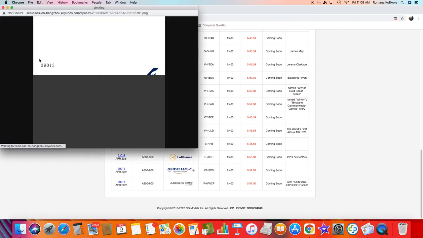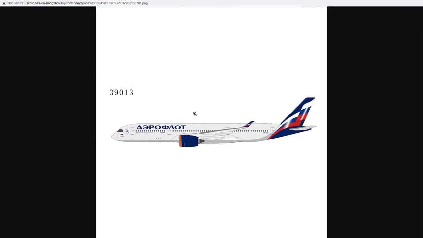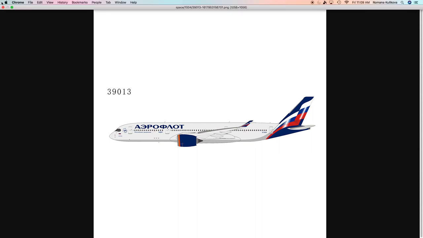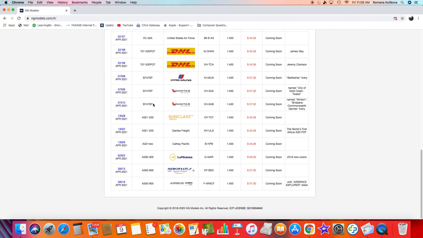Moving on down the line, we have an Airbus A350-900. Wow, this is going to look phenomenal on NG's A350. Bravo NG, this looks phenomenal. This is the Aeroflot A350-900, normal Aeroflot livery, but this is going to look phenomenal on NG's A350s. Not really much more to say about it. Registration is Victor Papa Bravo X-ray Delta, VP-BXD. It's scale 1-400 and the price is $57.